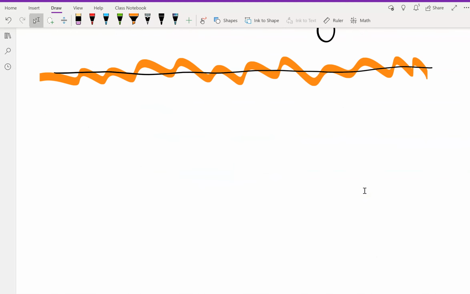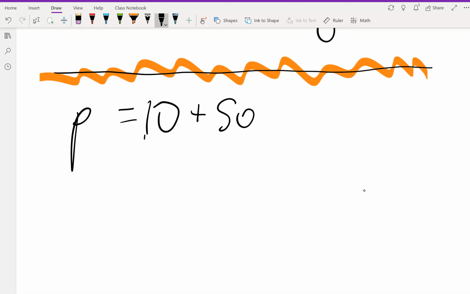Alrighty, let's look at one more problem. So let's say we have the following. I believe that's a price function. Nope, that's the supply function. So I'm looking at the supply function, which is still a price function. So the price, when it comes to supply, is modeled by the following equation. So this is the supply equation.